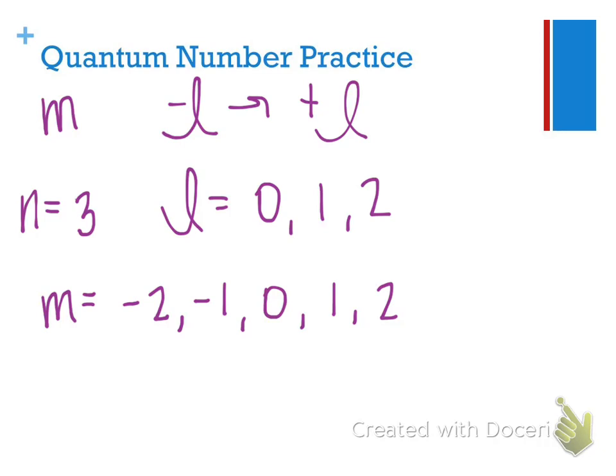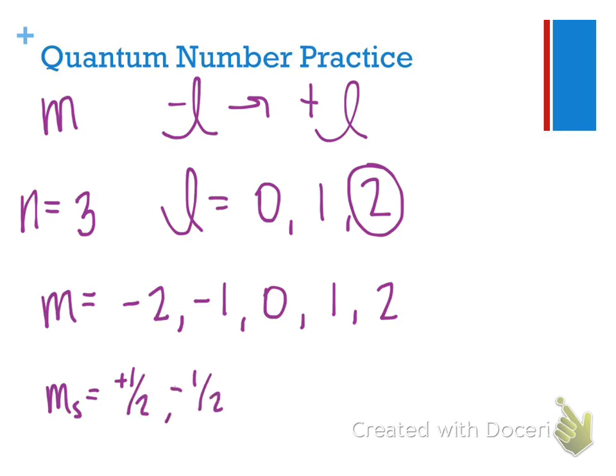Just hang with me for a second. m could equal -l through +l. So l is 0, 1, or 2, so we can go -2 through +2. Does that make a little bit more sense? Since l can be 0, 1, or 2, it can be the positive or negative of all of those values. And 0 can't be positive or negative, so there's just a 0. And then the possible values for m spin would just be +1/2 or -1/2.